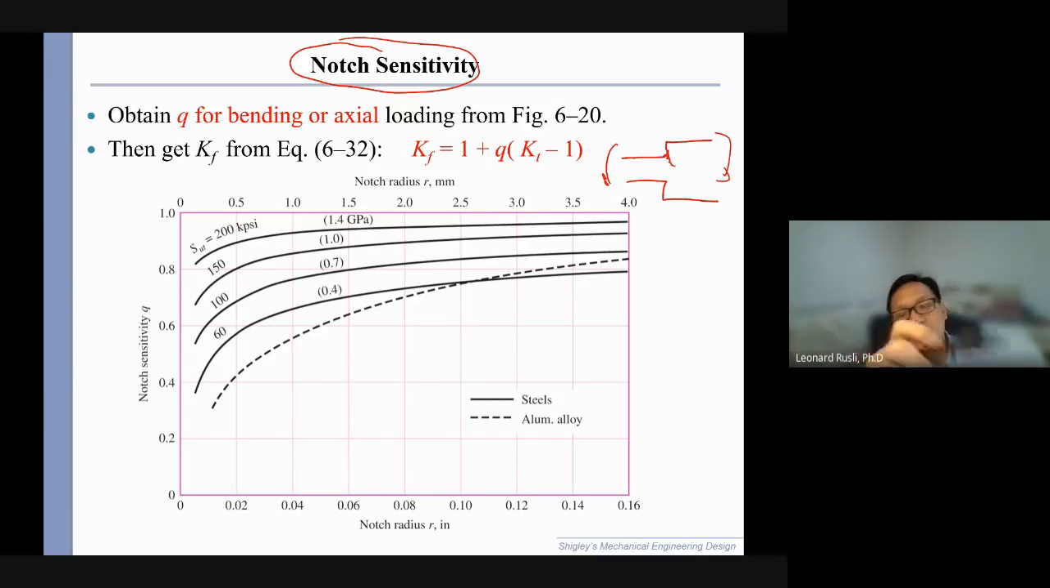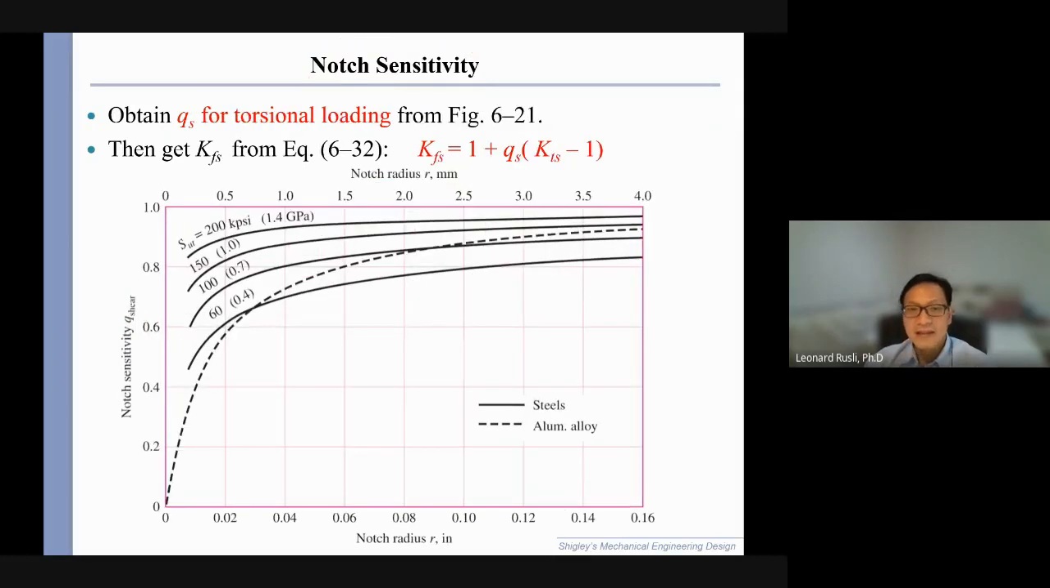That's why we talk about notch sensitivity. Notch sensitivity Q in this chart is affected again by the notch radius. The greater the radius, the sensitivity is less, meaning it's not as bad. Ya, jadi ini kebalik nih. Q, greater Q is actually not meaning that it's not as sensitive.